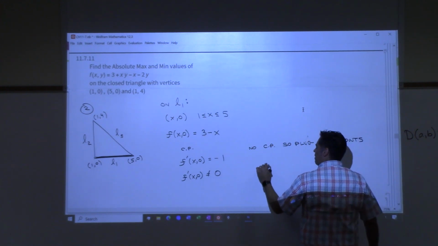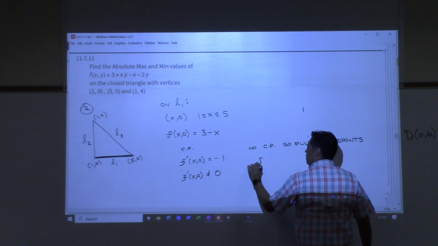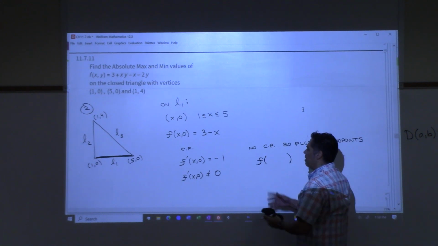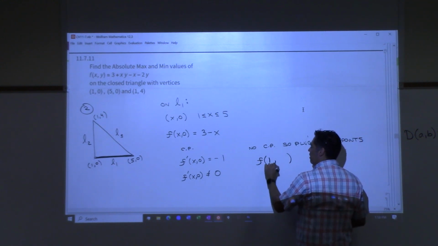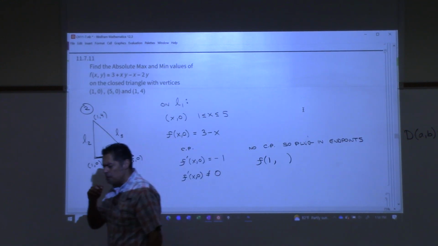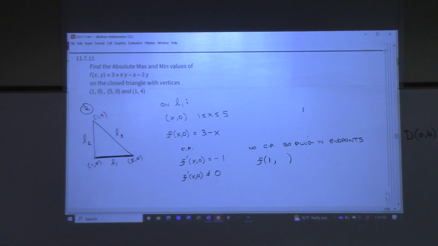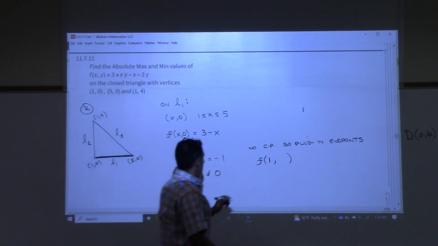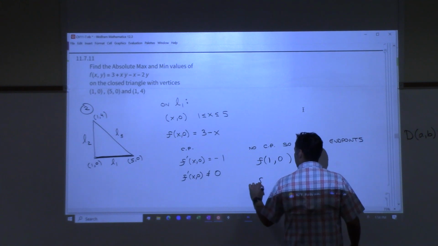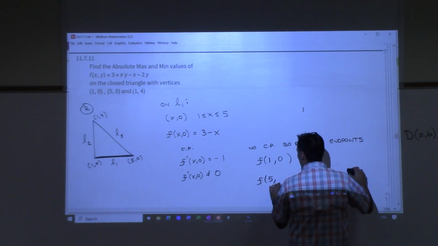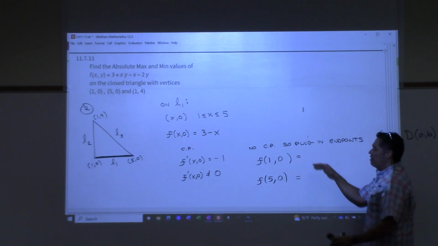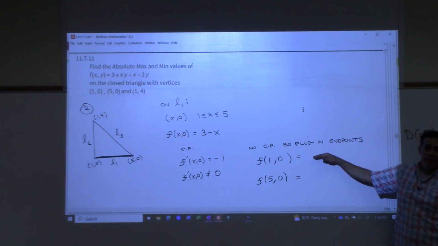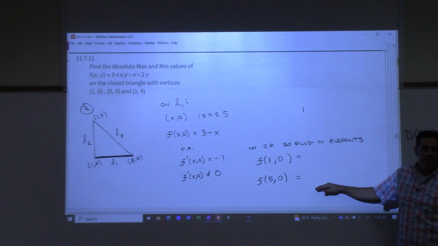So if I do that, I'm talking about taking the original function, and plugging in 1 for x, and what are we plugging in for y? 0, because we're still on L1, right? So we plug in 1, 0, I'm going to figure out what that is, and then I'm going to plug in the other endpoint 5, and then 0 because I'm still on L1, and I'm going to look at those 2 values, and whichever one of these is the bigger one is going to be the max, and the other one's the min.